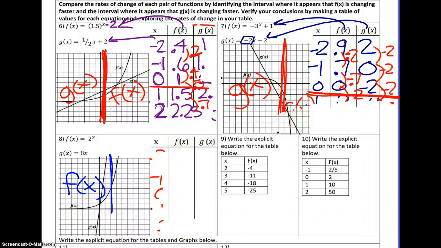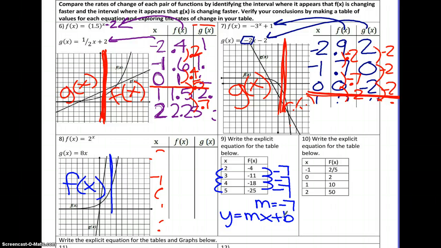So number 9, it says write the explicit equation for the table. If you look at this table, on this side it's just going by ones, so we can just focus on what these numbers are doing here. They're subtracting 7 every time. So we know that the slope is 7. It has to be y equals mx plus b, because this is linear, because it's subtracting.